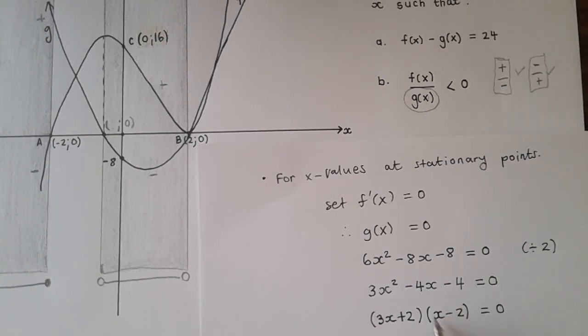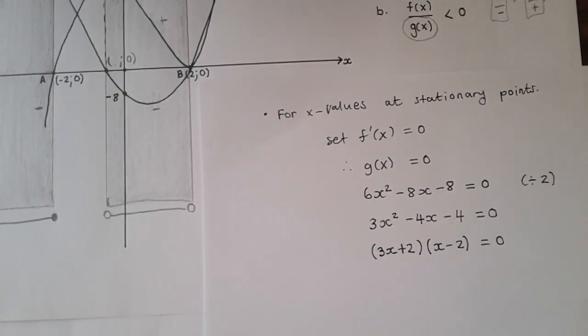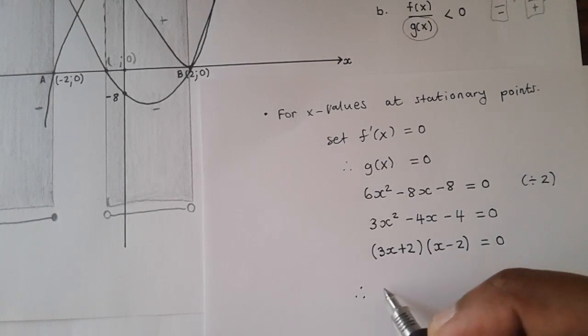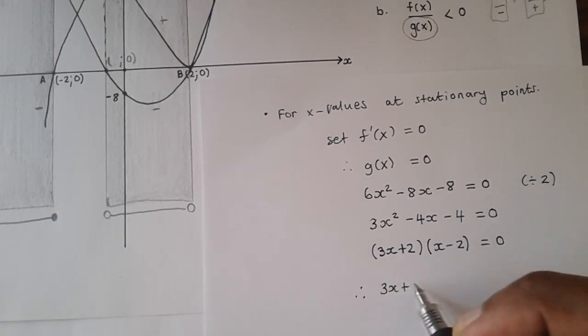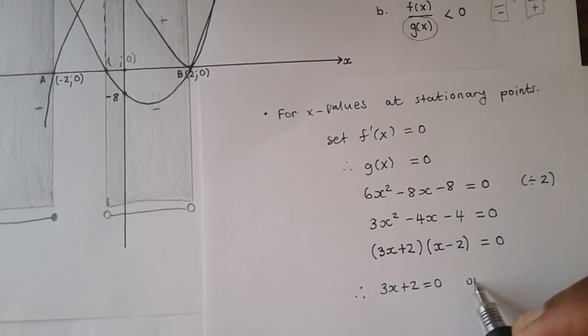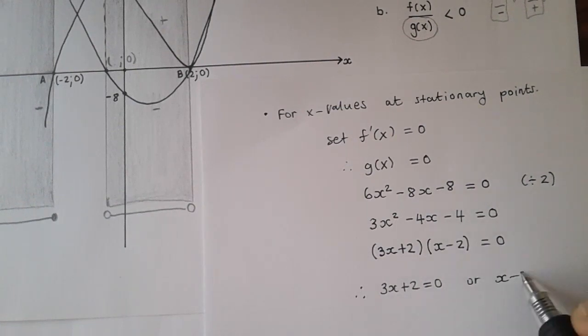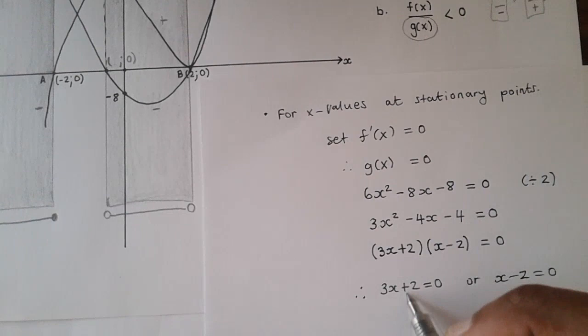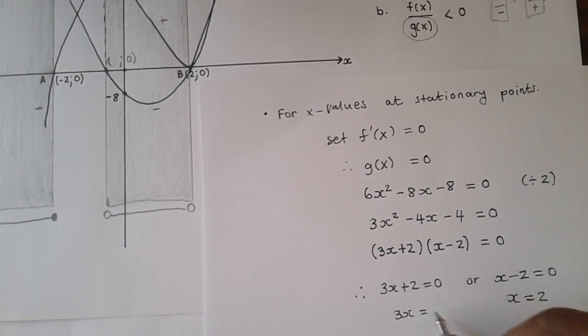Right, so we're not really interested in this second bracket. We are more interested in this first one. So we're going to have, therefore, 3x plus 2 is equal to 0, or x minus 2 is equal to 0. We don't care about this one. We know about it. We're more interested in this one. 3x is equal to minus 2. Therefore, x is equal to minus 2 over 3.